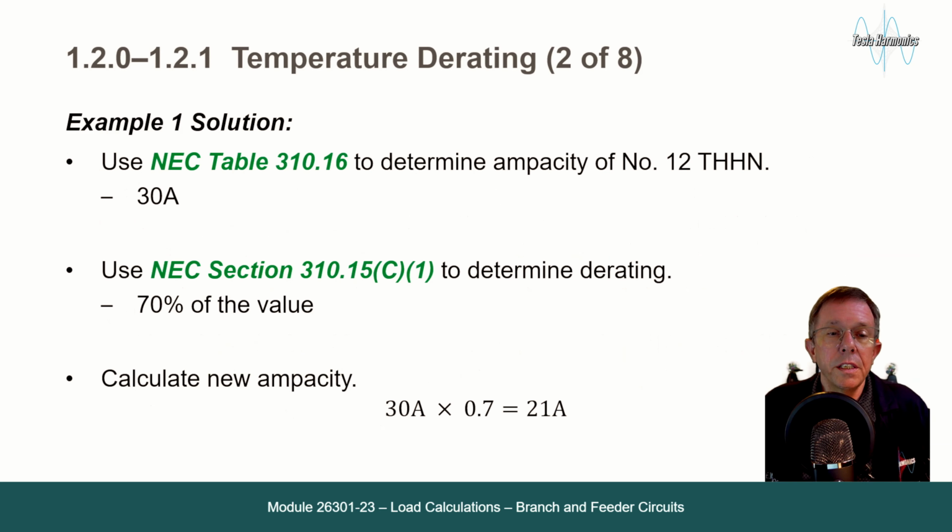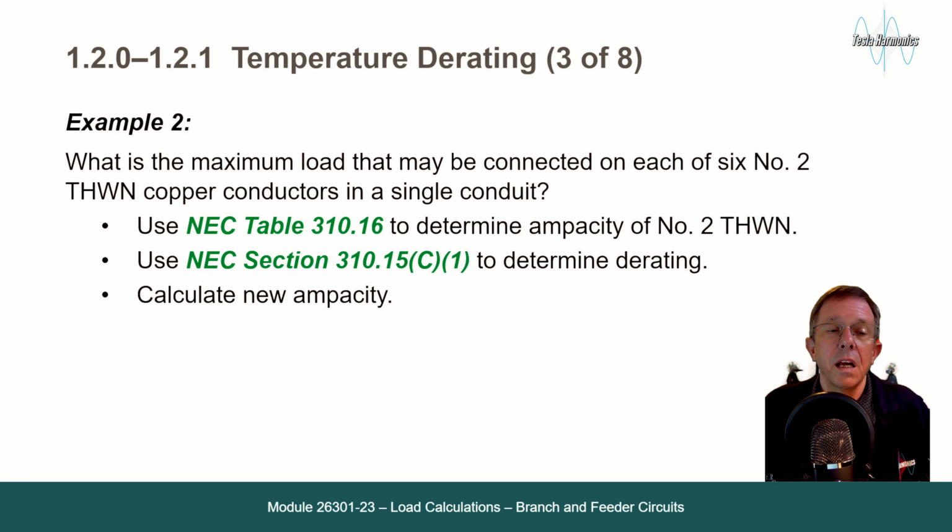Use NEC 310.16 to determine the ampacity of number 12 THHN, which is 30 amps. Use NEC 310.15(C)(1) to determine derating, 70% of the value. Calculate the new ampacity. 30 amps times 0.7 equals 21 amps. Example 2. What is the maximum load that may be connected on each of 6 number 2 THWN copper conductors in a single conduit? We will use NEC table 310.16 to determine the ampacity of number 2 THWN.